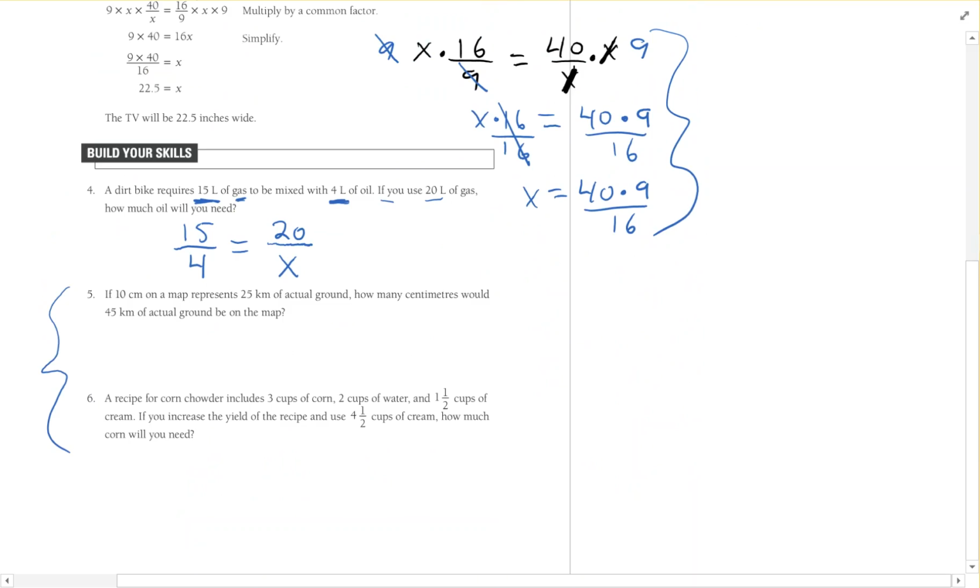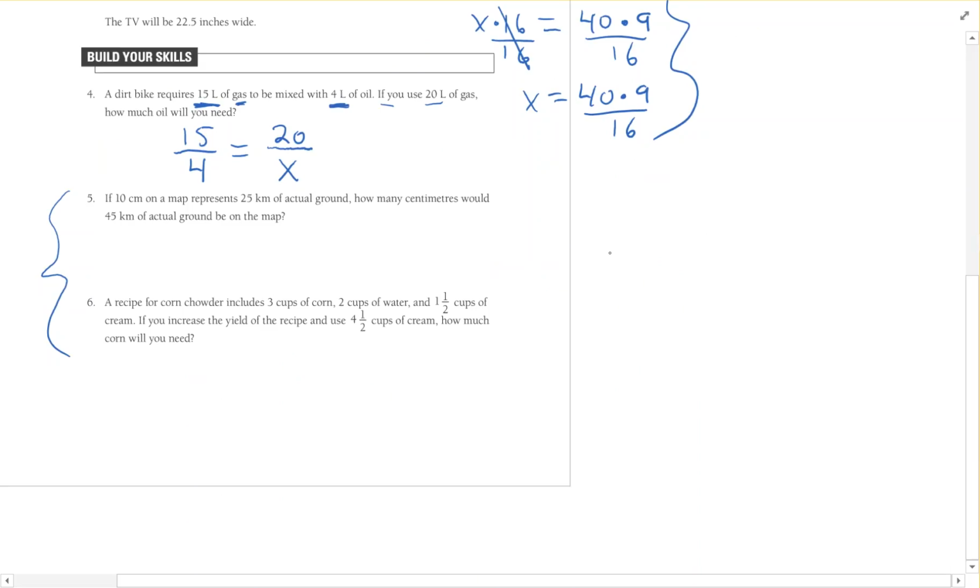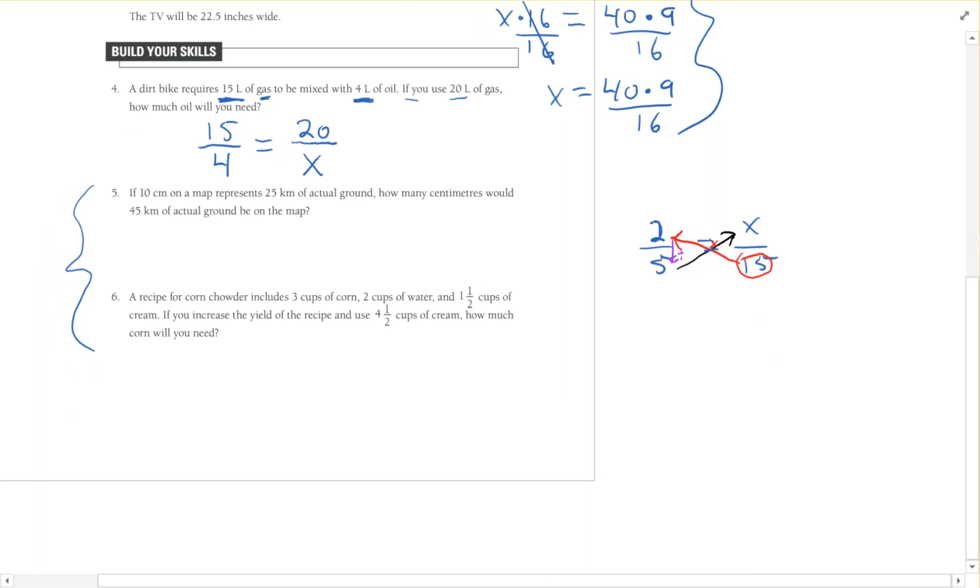I guess before you do, I just want to make sure: what would you do if you had, and I'm just going to make one up here, 2 over 5 is equal to x over 15? What would you do there? How would you solve for x? Well, it's going to be really similar to the other one, but you're going to start with the 15. So you're going to go 15 times 2, divided by 5, and that would give you x. It's a really similar pattern, it's just the other way. So that's the other one that might come up too, and I just wanted to give you a heads up on that one.